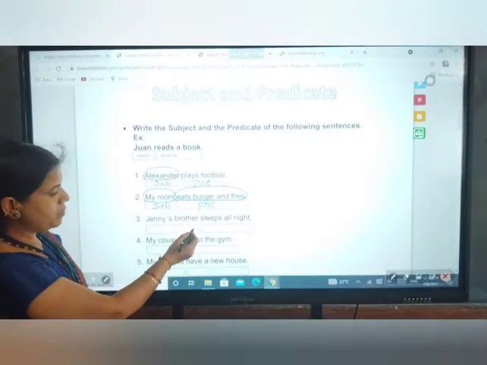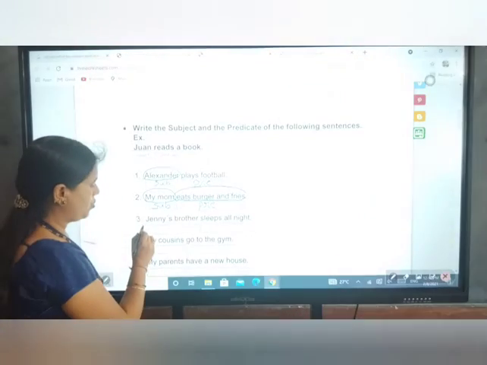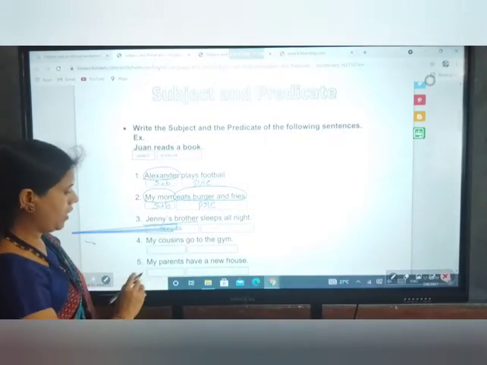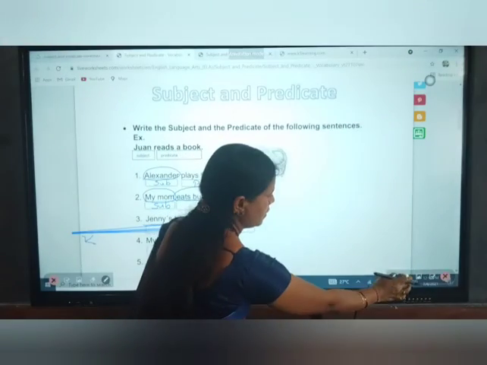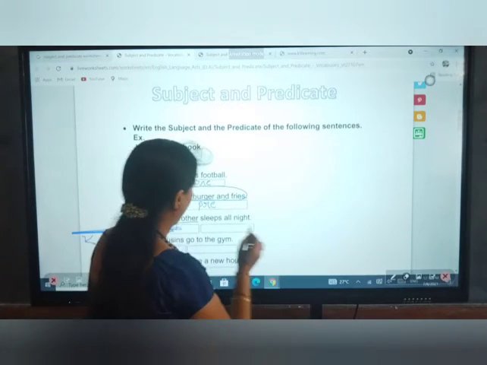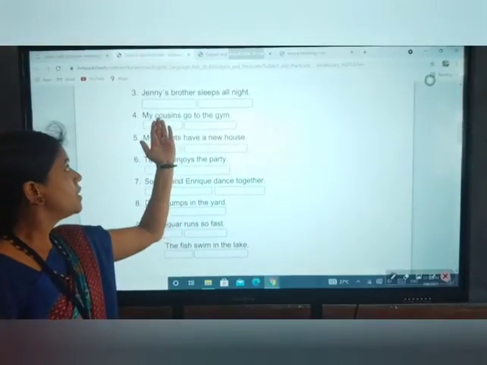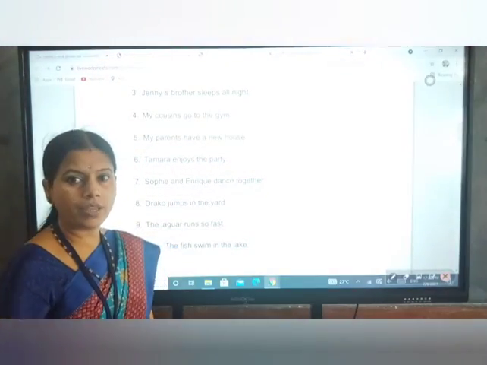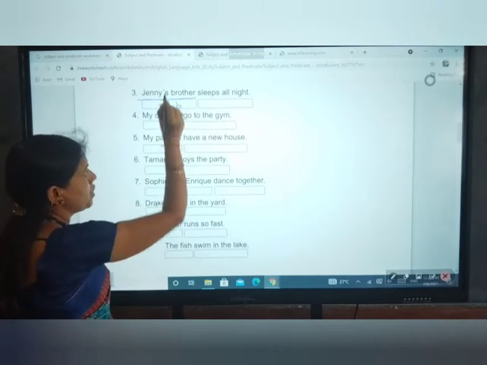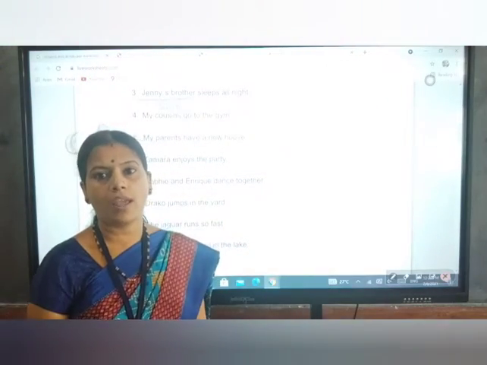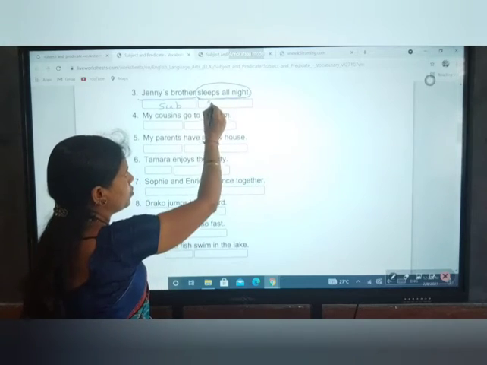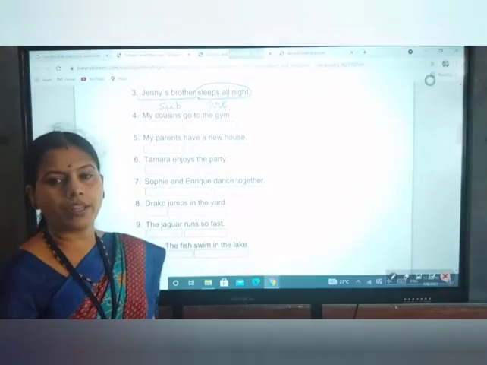Third one, Jenny's brother sleeps all night. So here Jenny's brother, about whom we are talking, this is subject. They have given Jenny's brother sleeps all night. Here we are speaking about Jenny's brother. So Jenny's brother is subject, whereas sleeps all night is telling about the action done by Jenny's brother. So this one we can call predicate.